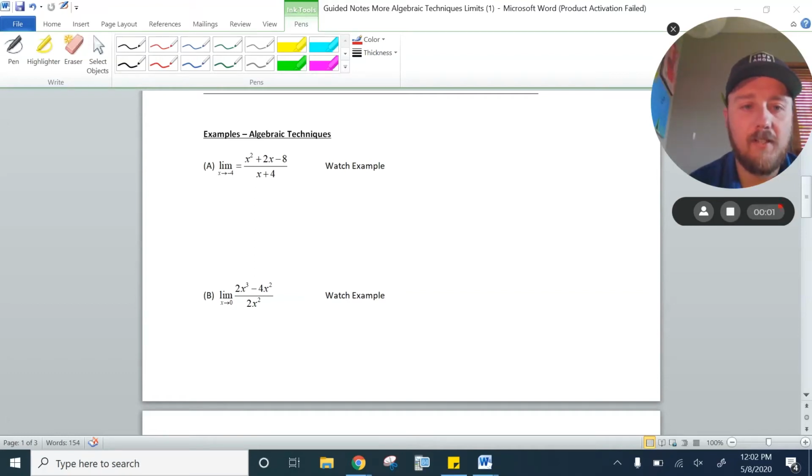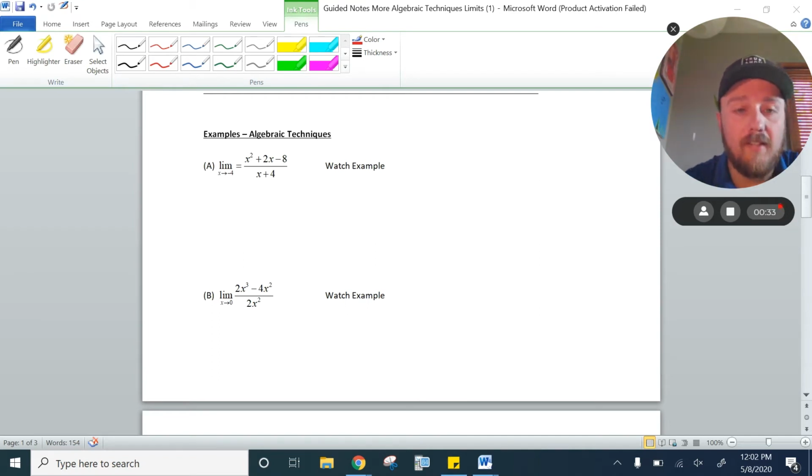All right, we have example B, or example 2, on our algebraic techniques. This time, we have 2x cubed minus 4x squared, all over 2x squared. So let's take this to the limit. We're looking at our limit as x approaches 0. If we look at plugging that in, again, direct substitution, not good. We get denominator 0. Can't do that.